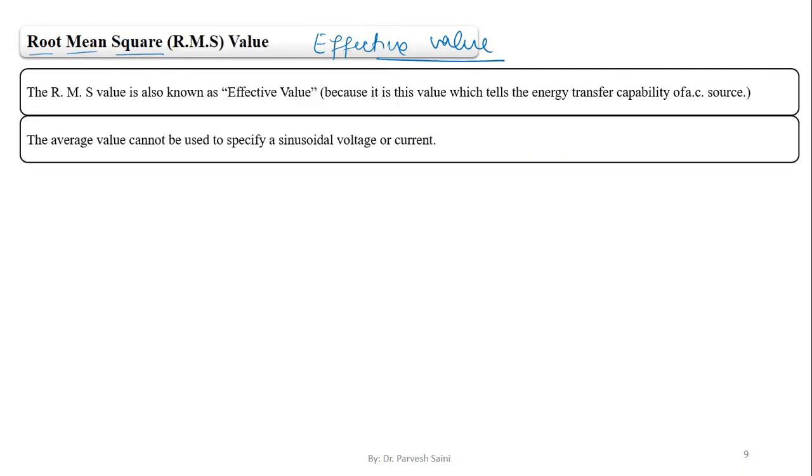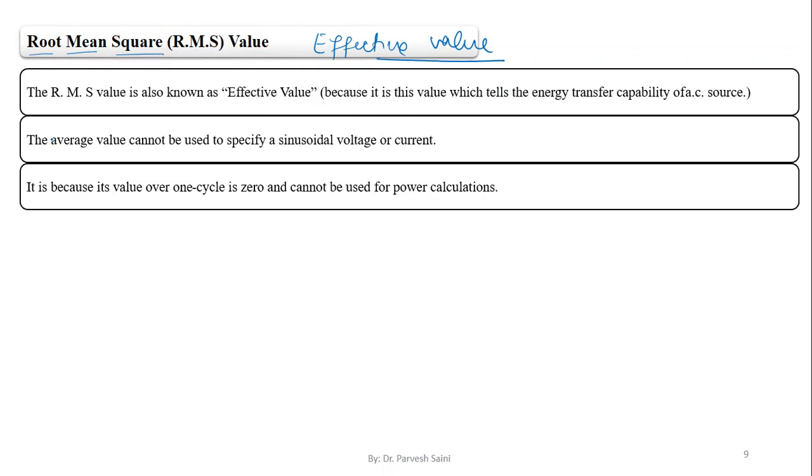We have studied peak value, instantaneous value, peak to peak value and average value, but none of these values is used to indicate the magnitude of an alternating current or voltage. It is the RMS value that is used to indicate the magnitude of alternating current and voltage, right?